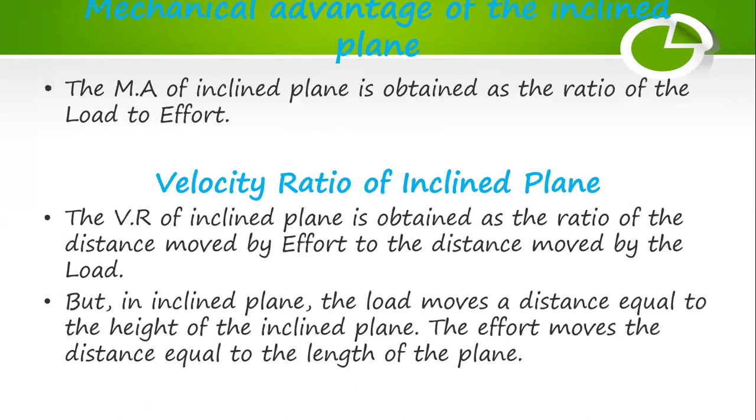Now let's see the mechanical advantage of the inclined plane. The MA of the inclined plane is obtained simply as the ratio of the load to the effort, the general way of finding the mechanical advantage. And the VR of the inclined plane is obtained as the ratio of the distance moved by the effort to the distance moved by the load. But in the inclined plane, the load moves a distance equal to the height of the inclined plane. Therefore, the effort moves a distance equal to the length of the plane.